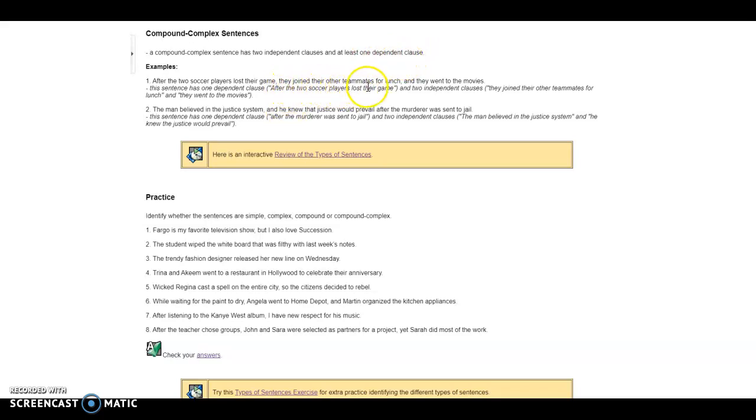"They joined their other teammates for lunch." So that's an independent clause. We've got 1. And "they went to the movies" is another independent clause. So we've got dependent, independent, independent, and the 2 independent are joined by a comma and an "and," so we've got a compound complex sentence.